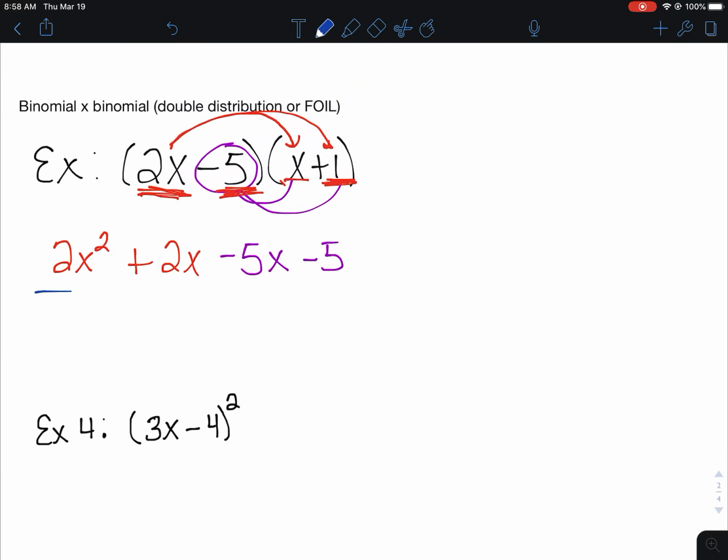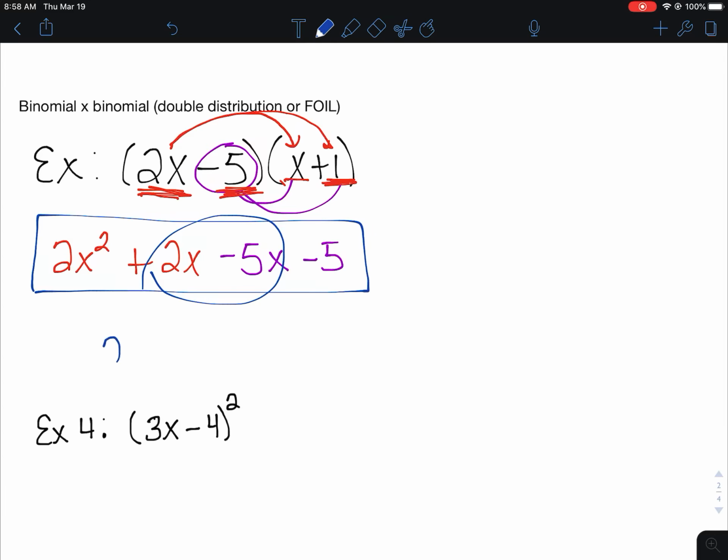And then once you get here, is there anything that we can combine? Well, 2x and -5x, those are like terms. So my simplified answer would be 2x squared minus 3x minus 5. All right. So that's an example of double distribution or foiling.